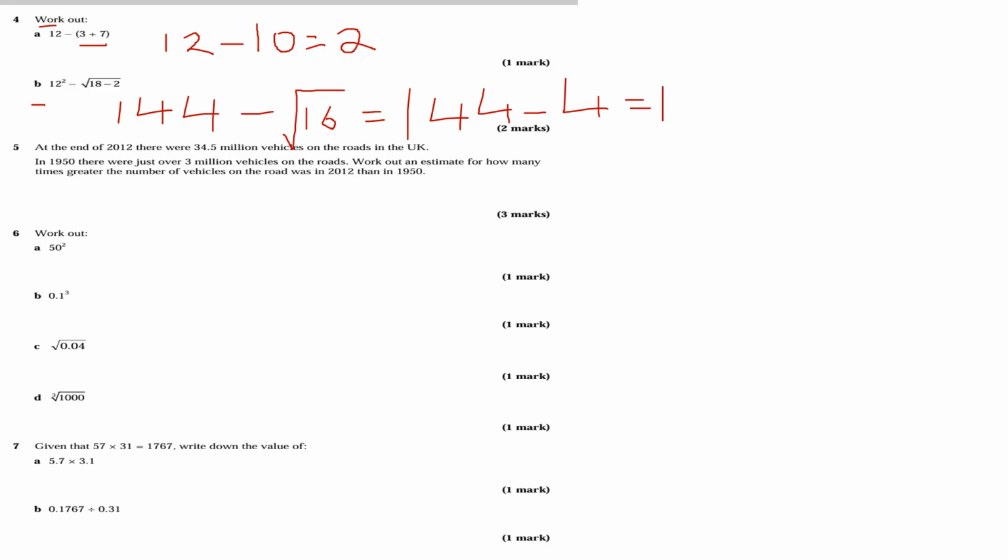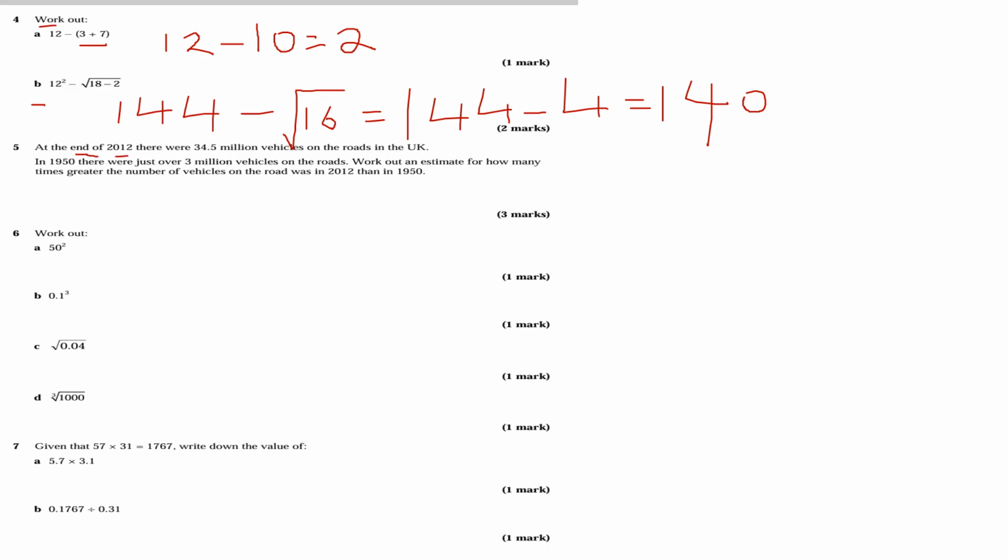For these questions, you'll always remember BIDMAS or BODMAS, your order of operations: brackets, indices, division, multiply, addition, and subtraction. And remember, the addition and subtraction have the same level of importance as do multiply and divide.